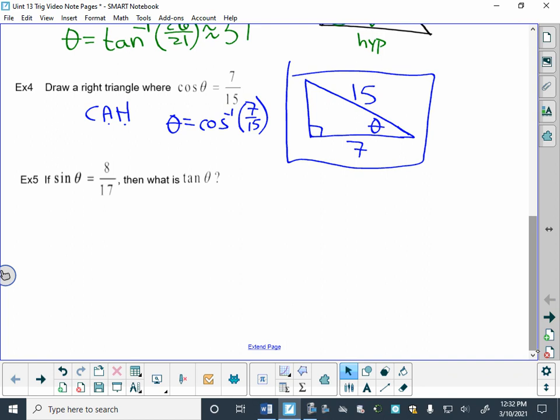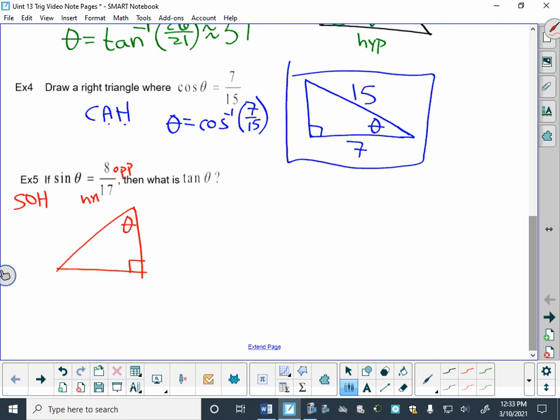And finally, if sine theta is 8 over 17, then what is the tangent of theta? Well, the last problem kind of set me up on this. So I'm going to draw a right triangle. And I'm going to put my theta up here this time, doesn't really matter. But I know that the mnemonic that goes with sine is SOH, and so the 8 must be the opposite side, and the 17 the hypotenuse. So 17 there, opposite side is here.